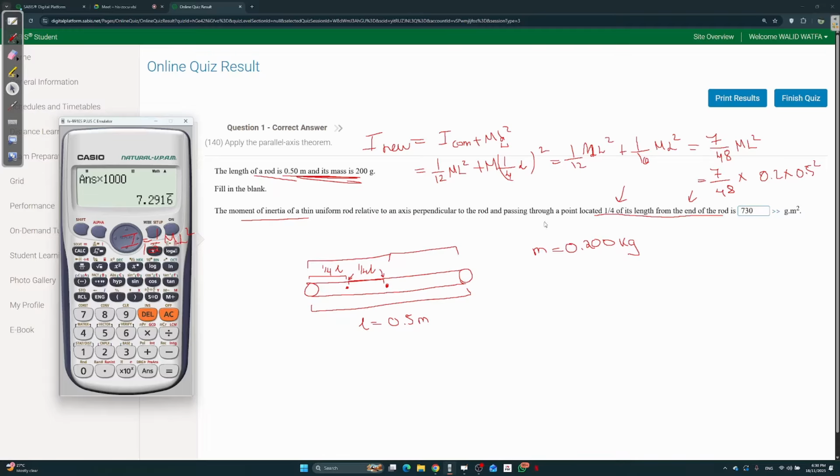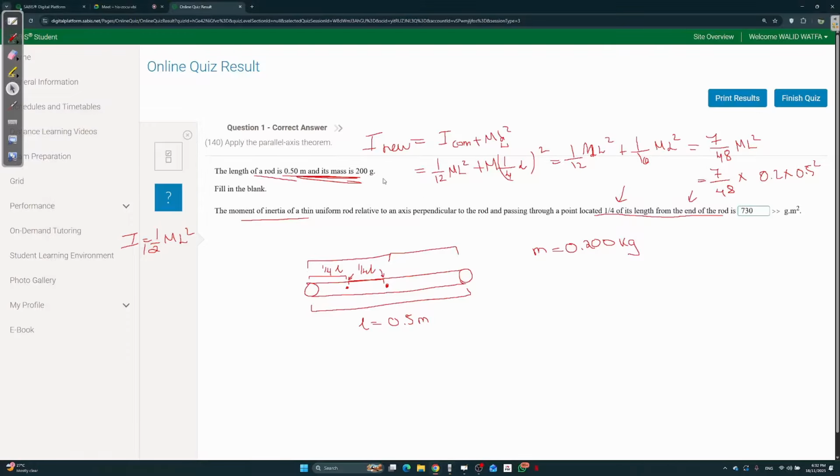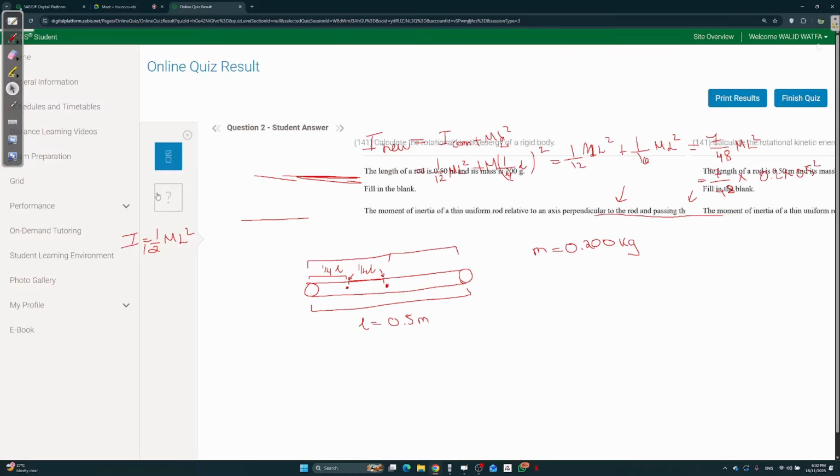Oh, how did they get 730? Let me look at this one. Guys, I solved this in my copybook in class as well, and I got 7.3. I don't know how he got 730. If you have any suggestion, let me know. But for now, I think the answer is 7.3. 0.2 times 0.5 squared. Yeah, I did this here. Anyway, moving on to the next question.